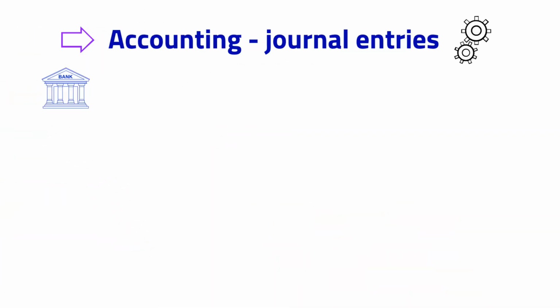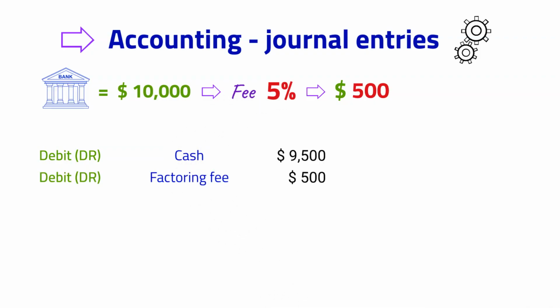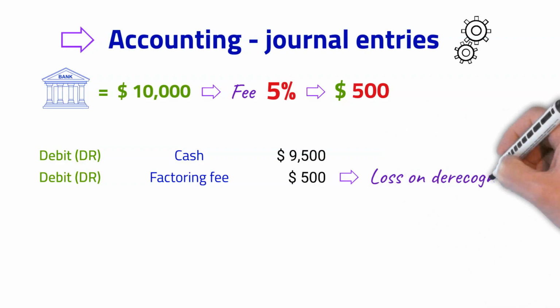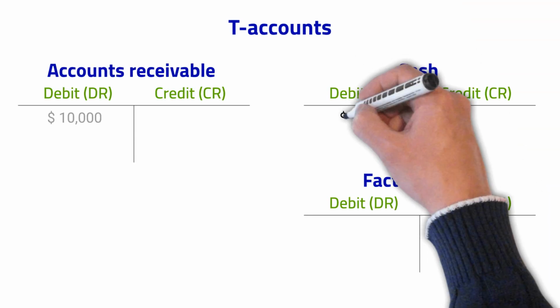The factor accepts our 10,000 of receivables at a fee of 5%, so we get 9,500 in cash. $500 will be our expense for factoring. And the journal entries would be: debit cash 9,500, debit factoring fee 500 to reflect the cost of factoring. Sometimes this can be called loss on derecognition of receivables. Credit accounts receivable 10,000. And in a T accounts world it will look like this.